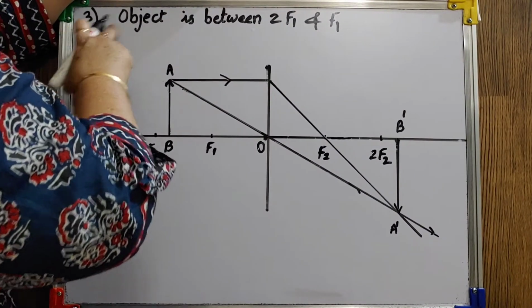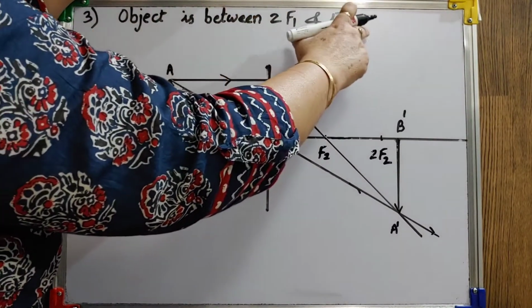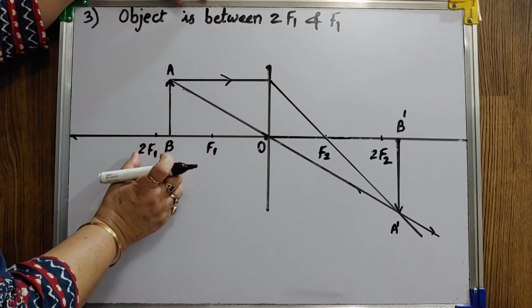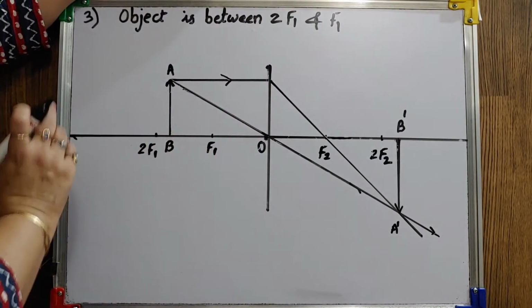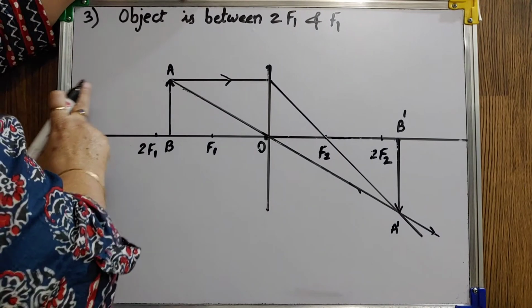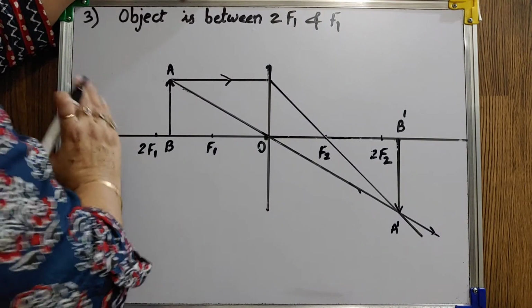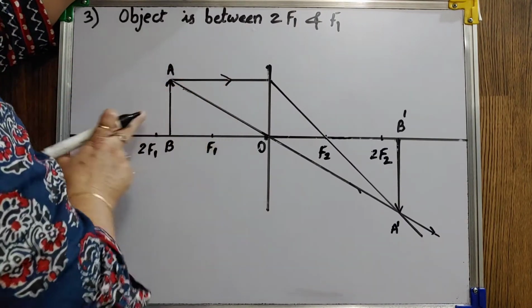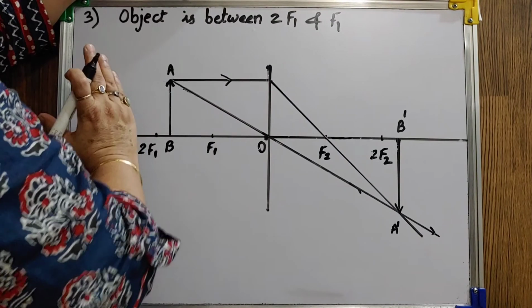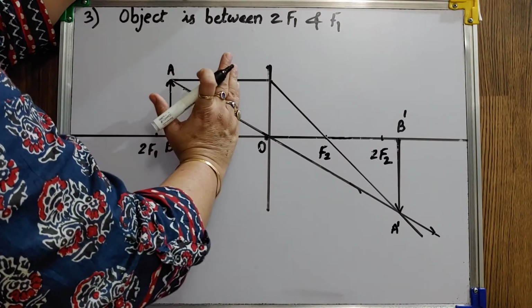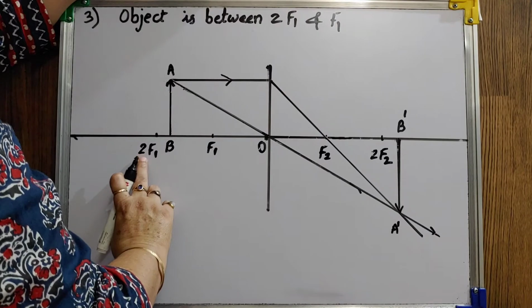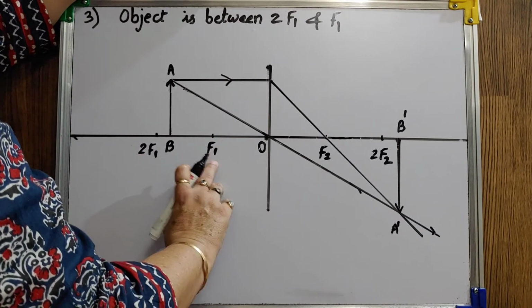Now we are dealing with the third position. Object is between 2F1 and F1. Now in the first position we have taken beyond 2F1. Then I have moved towards the right. Then we have taken on 2F1. Now again I am still moving towards the right hand side. So our position is between 2F1 and F1.